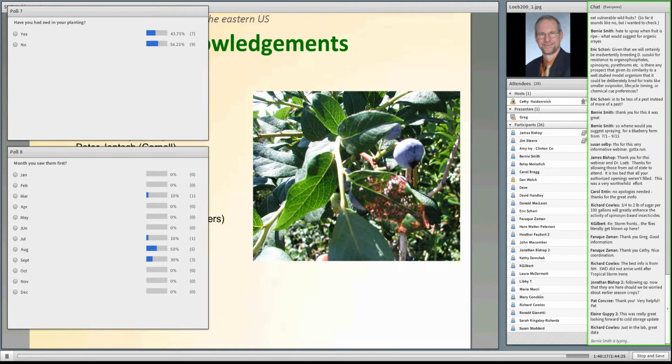And Kay Gilbert is again talking about storm fronts. The flies literally get blown up here, and Richard comments down below, the best information we have is from New Hampshire. Spotted-winged Drosophila did not arrive until after Tropical Storm Irene.